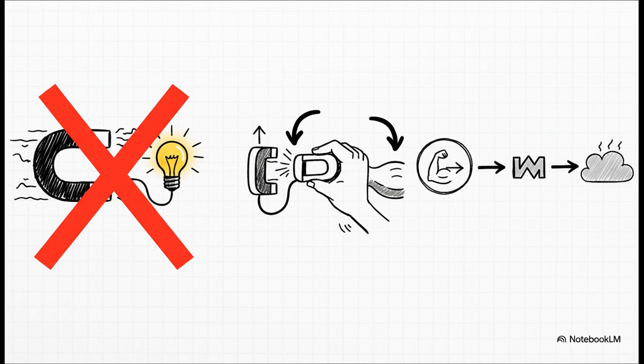That's why Lenz's law must oppose the motion. It forces you to do mechanical work. You have to physically push the magnet against that opposing force. And where does that energy go? It gets converted from your mechanical work into electrical energy in the ring, which then just dissipates as heat. Energy isn't created, it's just transformed.